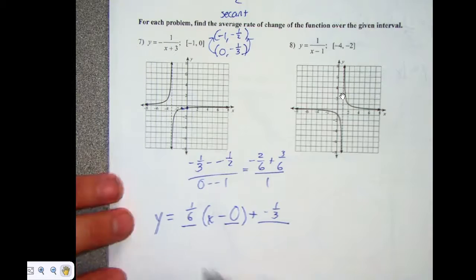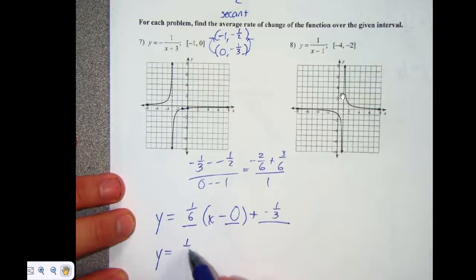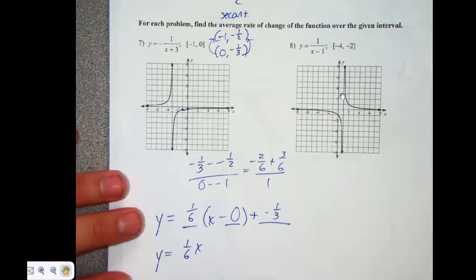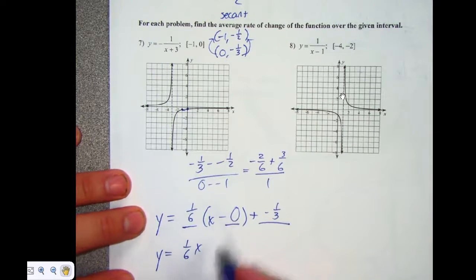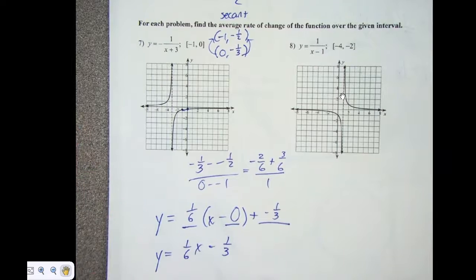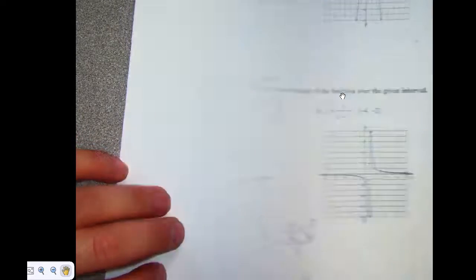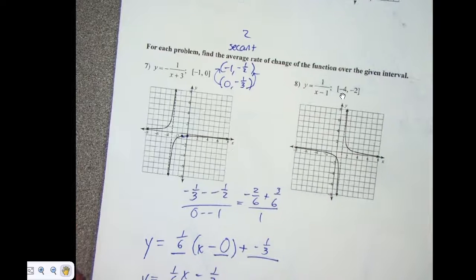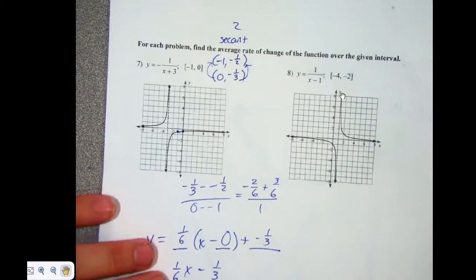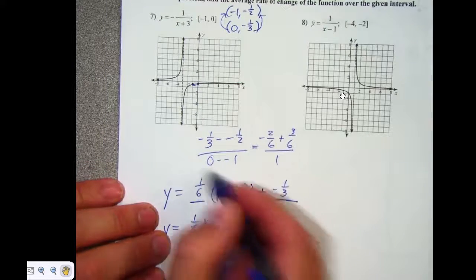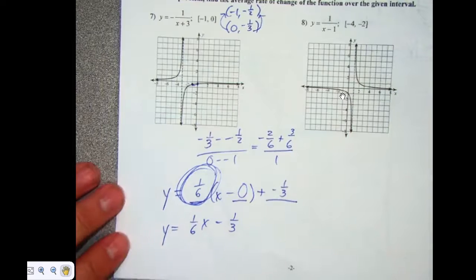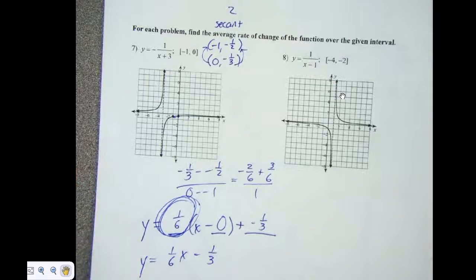And then distribute so that you put it in slope intercept form. So 1/6 x, 1/6 times 0 is nothing, and then you've got the -1/3 there. Oh, they actually just said find the average rate of change. So you could have stopped right here. I just said find the slope, basically.